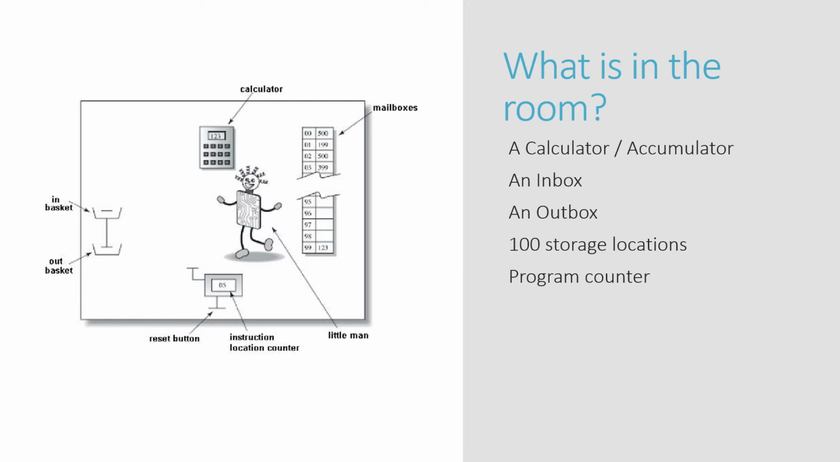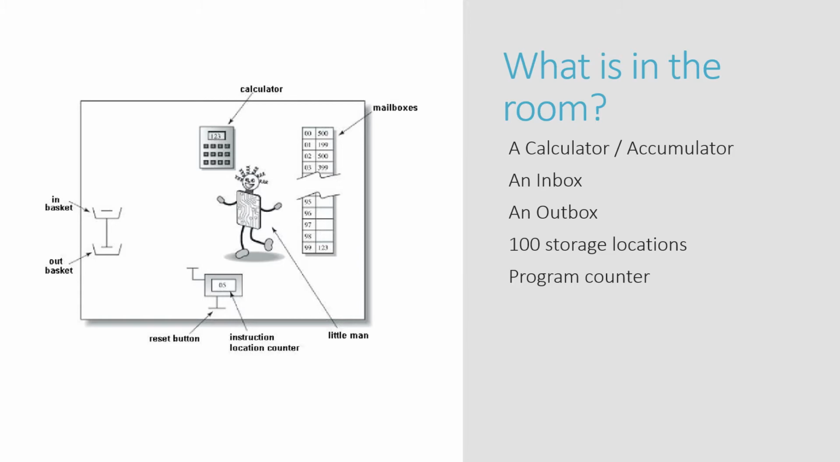He's got 100 numbered storage locations. In America they call them mailboxes. In England we'd probably say pigeonholes, but let's just say they're storage locations. And he's got a counter that counts through the instructions as he carries them out.